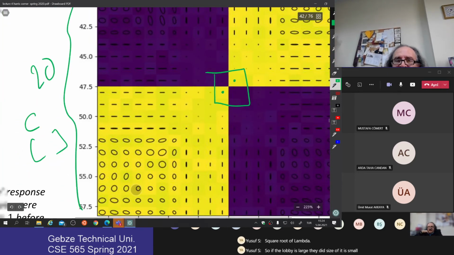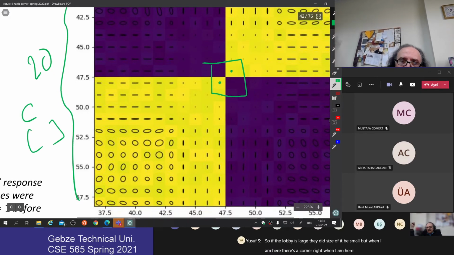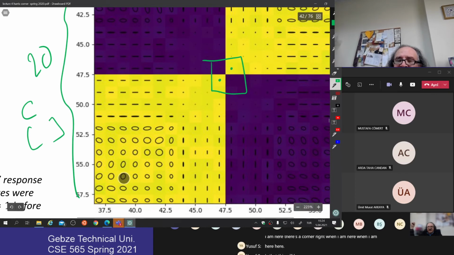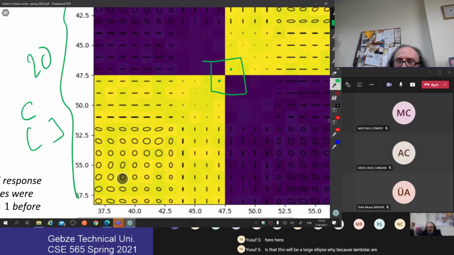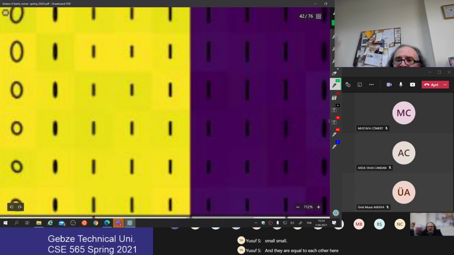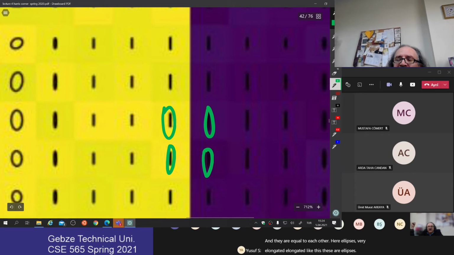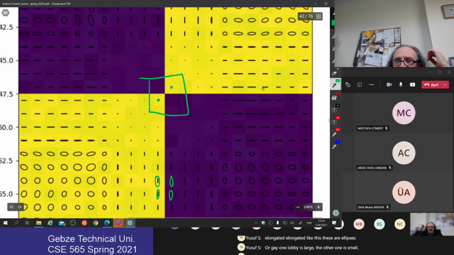But when I am here, there is a corner, right? When I am here, it will be a large ellipse. Why? Because the lambdas are so small and they are equal to each other. Here, the ellipse is very elongated like this. These are ellipses. One lambda is large, the other one is small, and here the ellipses are like this.